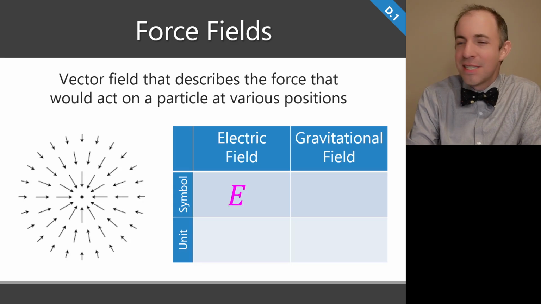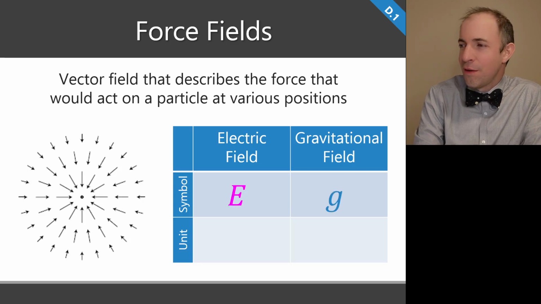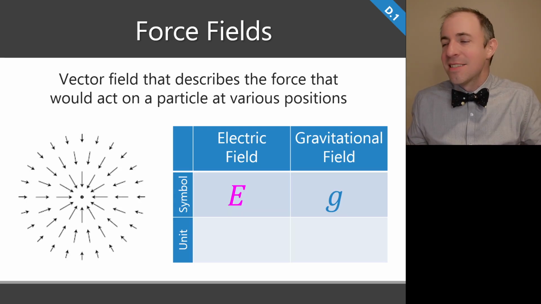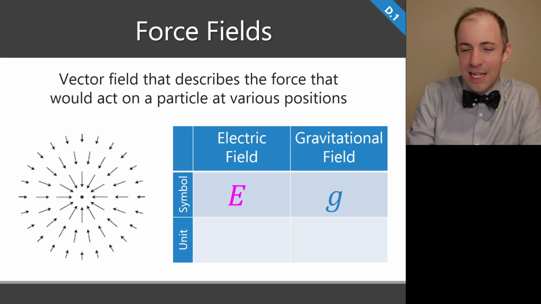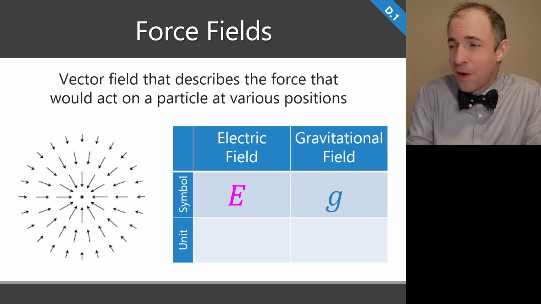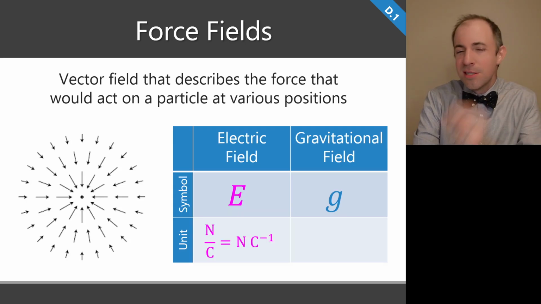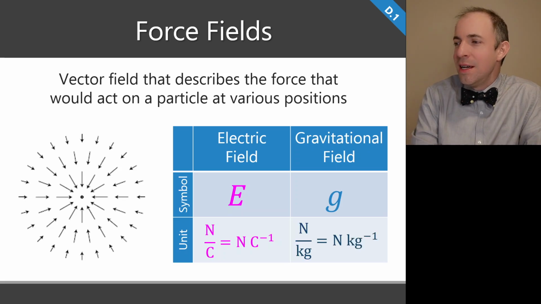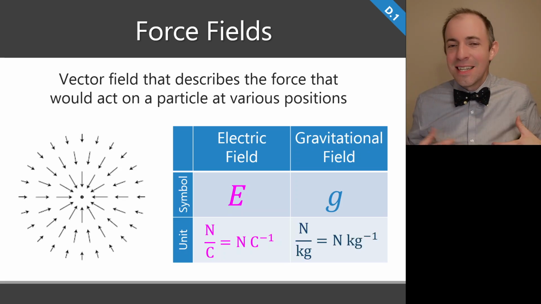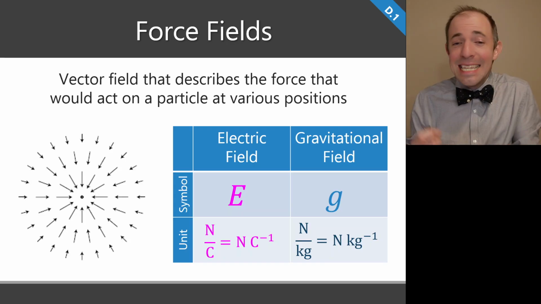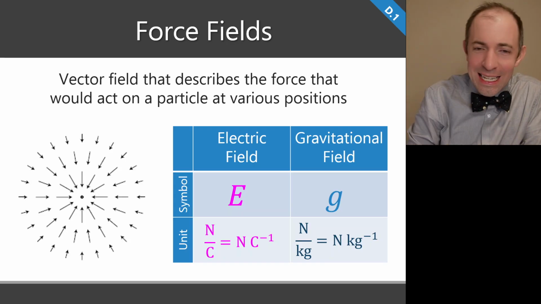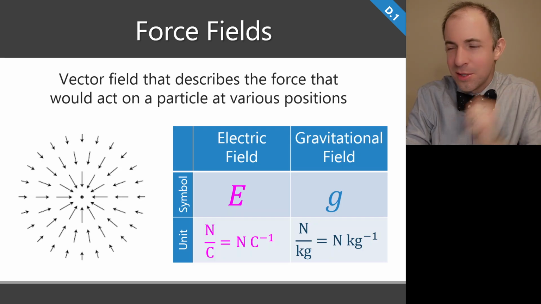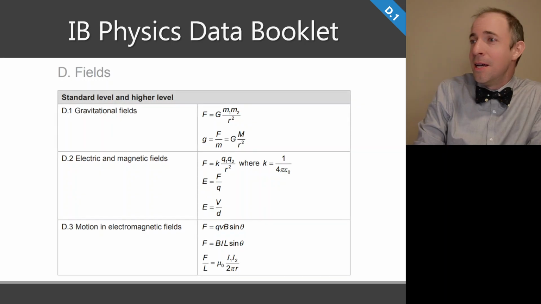An electric field is going to have a symbol of capital E, whereas a gravitational field has a symbol of lowercase g. These fields are technically different things, but we will look at them in parallel because they have a lot of similarities. Our units are also very similar. For electric field, it's newtons per coulomb, or N C to the minus 1, and for a gravitational field it's newtons per kilogram. This is going to allow us to generalize for any object with any mass or any charge in coulombs, and we can then define what the force is going to be for that mystery object.